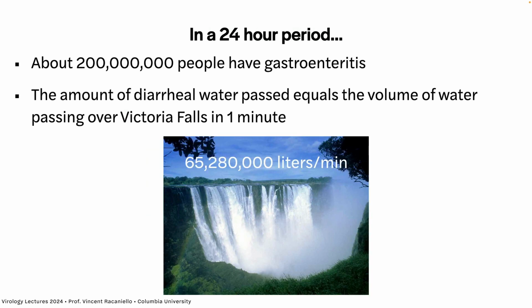Our next virus causes gastroenteritis, right? Did you know in a 24-hour period, about 200 million people in the world have gastroenteritis? This is vomiting and diarrhea, and the amount of diarrheal water that they pass equals the volume of water passing over Victoria Falls every minute, which is 65 million liters per minute. So that's how many people have diarrhea and are passing water. It's a disease that makes you lose a lot of water.